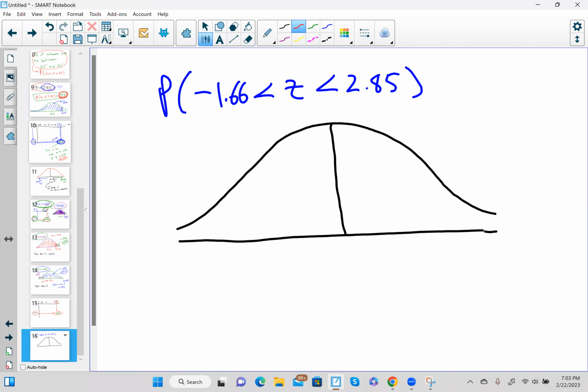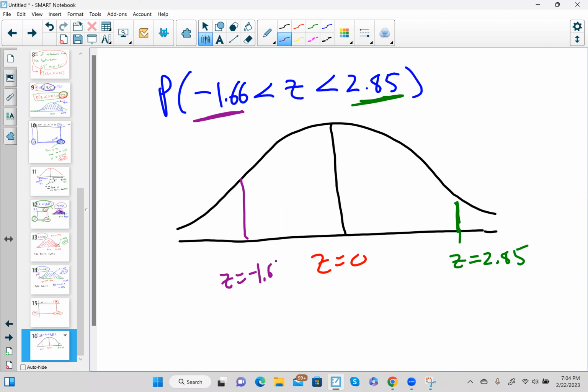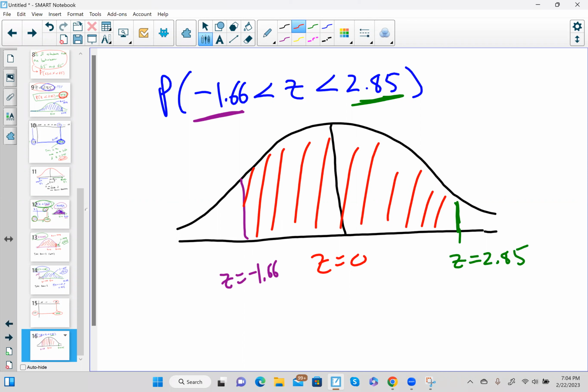Okay, so keep in mind always z equals 0 is in the middle. So then z equals 2.85 is out here somewhere. It's positive, so we go to the right of z equals 0. I'll put a little vertical line there. And then the negative 1.66, that's going to be over here on the left. Like that. Okay. And this question is asking us for the area in between. It wants that red area.